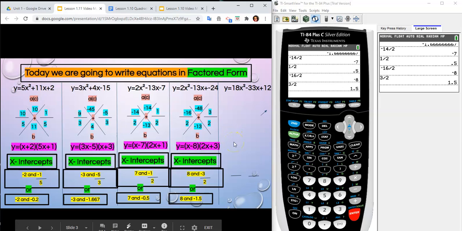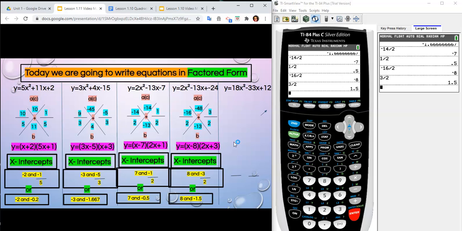Here we have y equals 18x squared minus 33x plus 12. Still the same thing. We're going to start with our x box, and we're going to multiply a times c. That needs to add to b. So when we multiply a times c together, we get 216. That has to add together, so we have to find factors of that that are going to add together to give us negative 33.